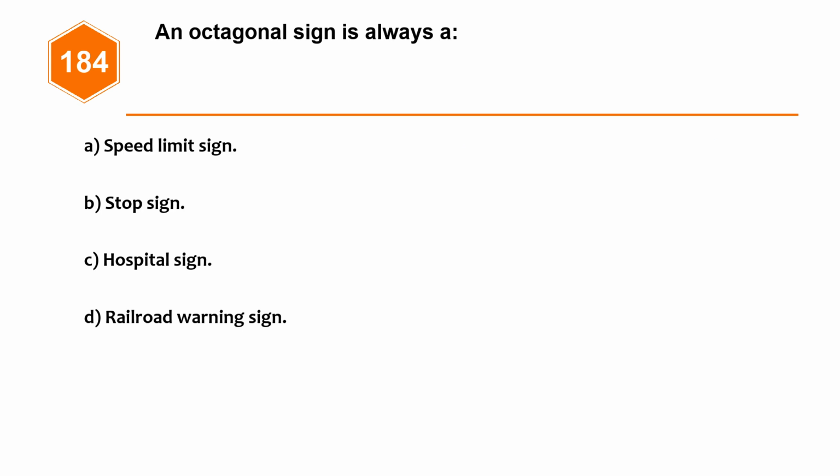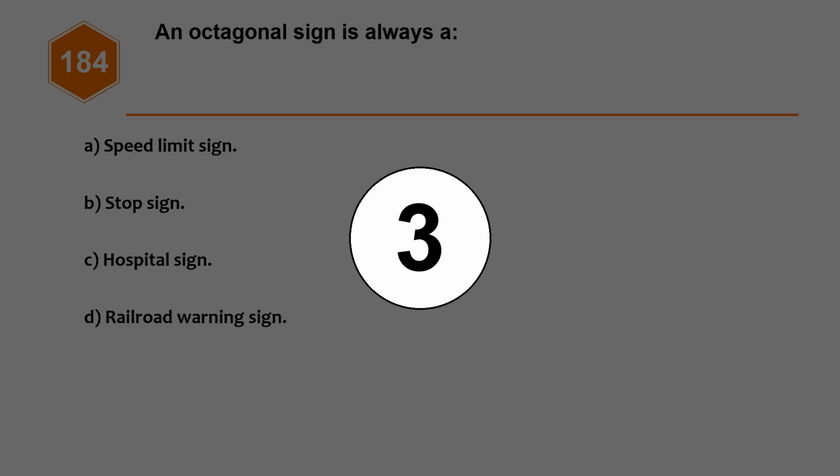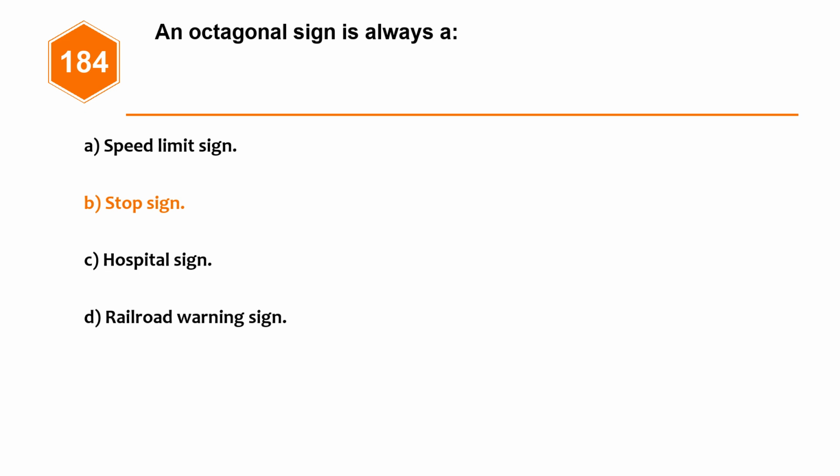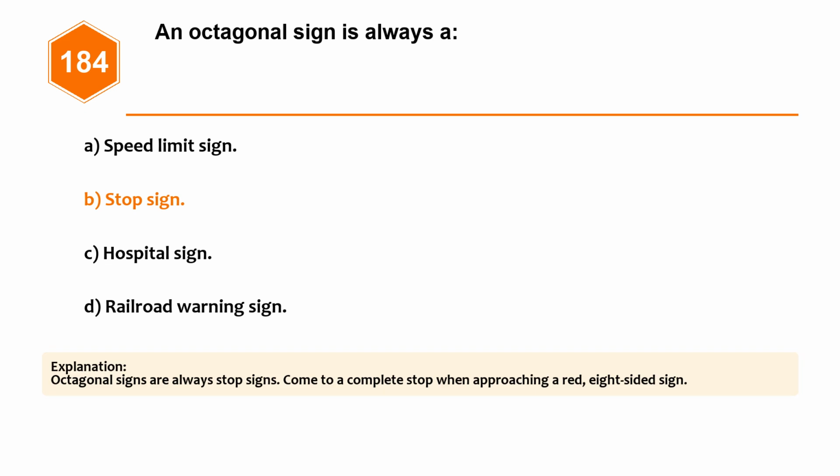Question 184. An octagonal sign is always a Option A. Speed limit sign. Option B. Stop sign. Option C. Hospital sign. Option D. Railroad warning sign. The correct answer is option B. Stop sign. Explanation. Octagonal signs are always stop signs. Come to a complete stop when approaching a red, 8-sided sign.